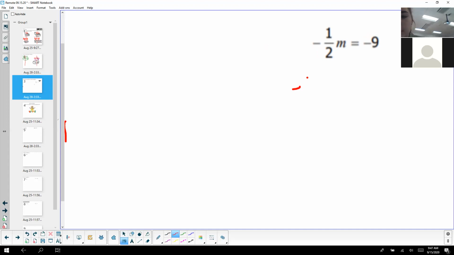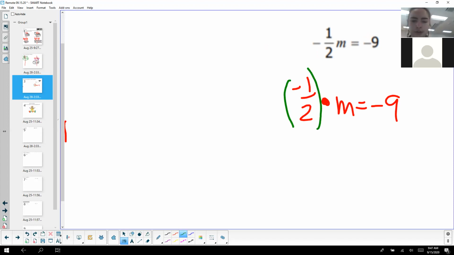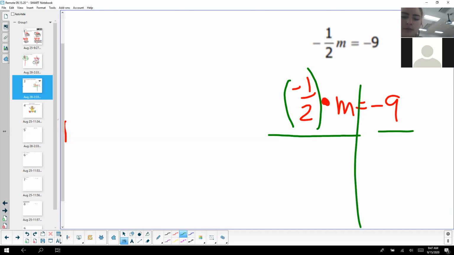So I've got -1/2 times m equals -9. Okay, so that's what's happening right there. I like to draw parentheses around my fractions just so I keep them nice and organized, but that's a personal thing. So typically in this case, we would divide both sides of the equal sign by the coefficient. We would divide both sides by -1/2.